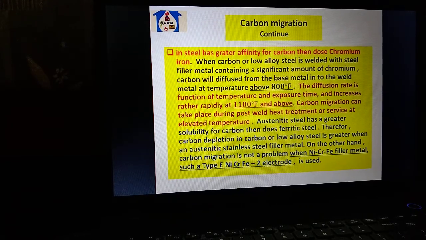Austenitic steel has greater solubility for carbon than does ferritic steel. Therefore, carbon depletion in carbon or low alloy steel is greater when an austenitic stainless steel filler metal is used. On the other hand, carbon migration is not a problem when a nickel-chromium-iron filler metal such as type Fe-2 electrode is used.